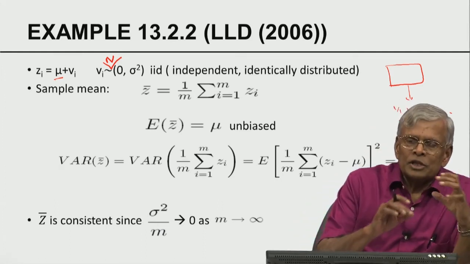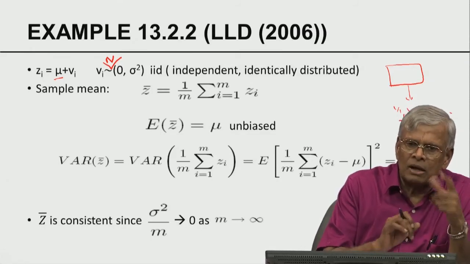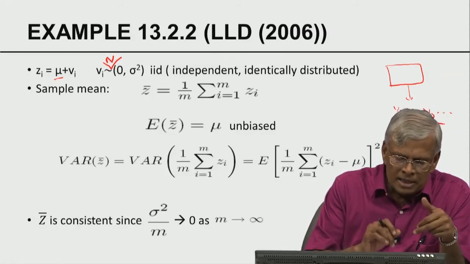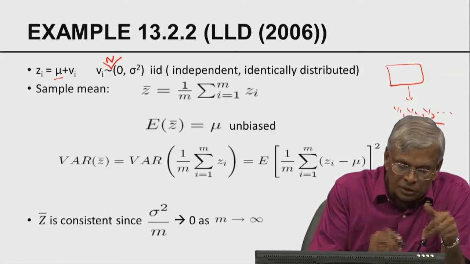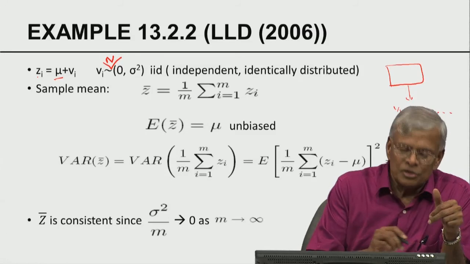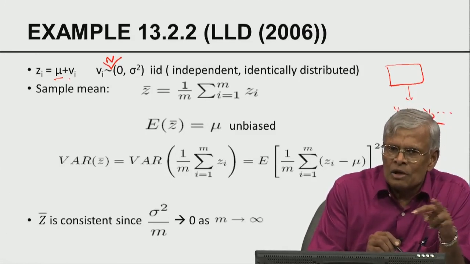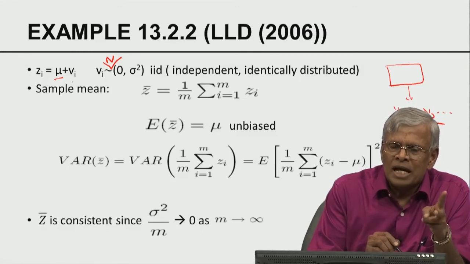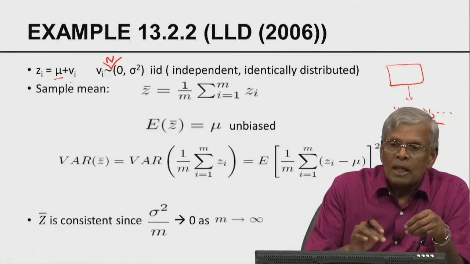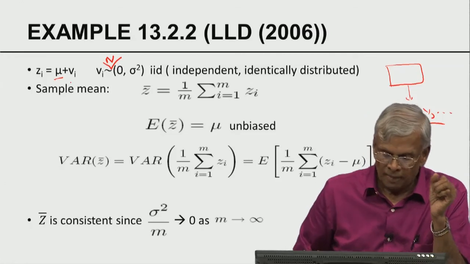This is very similar to the coin tossing experiment, but not quite the same, because in the coin tossing experiment the events are 1 or 0, head or tail. But in here I am assuming there is an unknown mu. I can observe the unknown through zi. Zi is equal to mu plus vi. Vi is not discrete, it doesn't take two values. Vi has a continuous distribution, Gaussian, zero mean and sigma square as the variance.